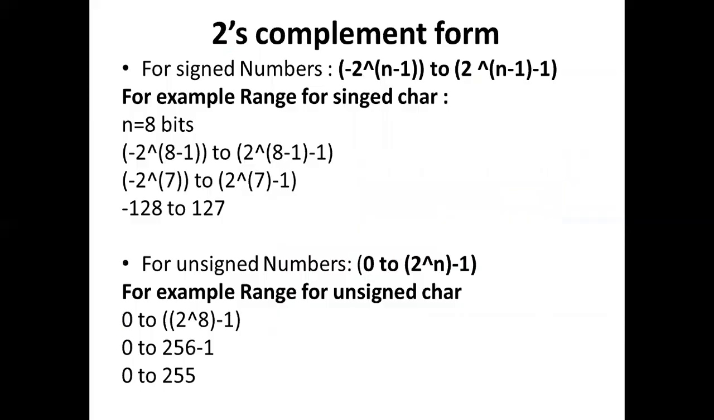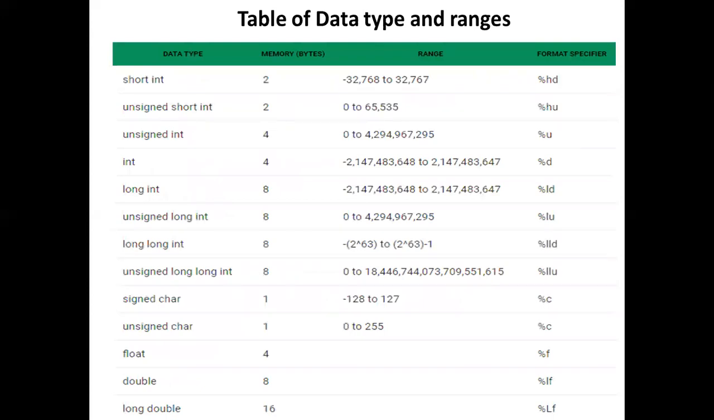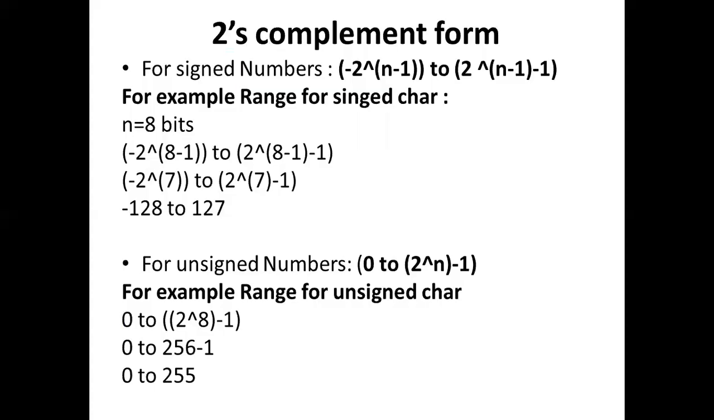Okay. Now we will learn how to calculate the range. Range can be calculated using 2's complement form. So for signed number, the range formula is -2 to the power n minus 1 to 2 to the power n minus 1, minus 1. Here n is the number of bits. For example, range for signed char is -2 to the power 8 minus 1 to 2 to the power 8 minus 1, minus 1. So as you can see from the table, range for signed char is -128 to 127. So using this formula, you can easily calculate the range.